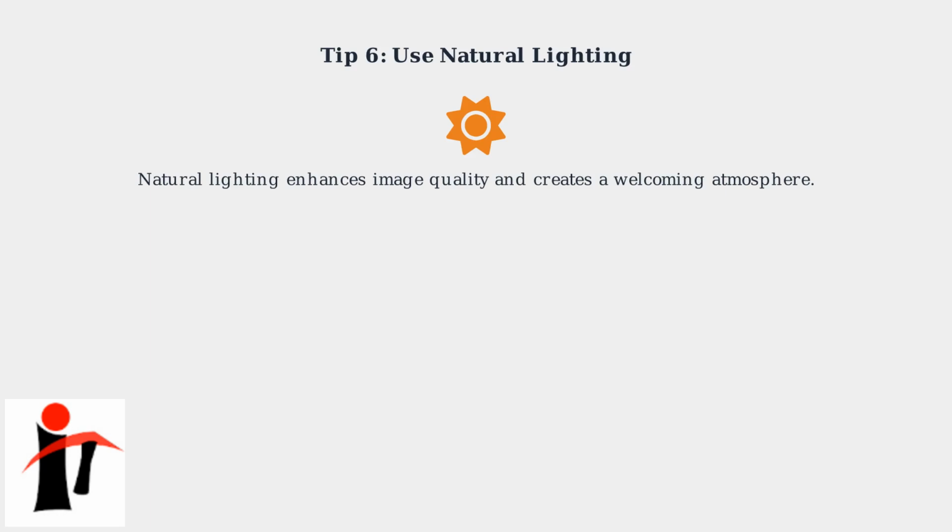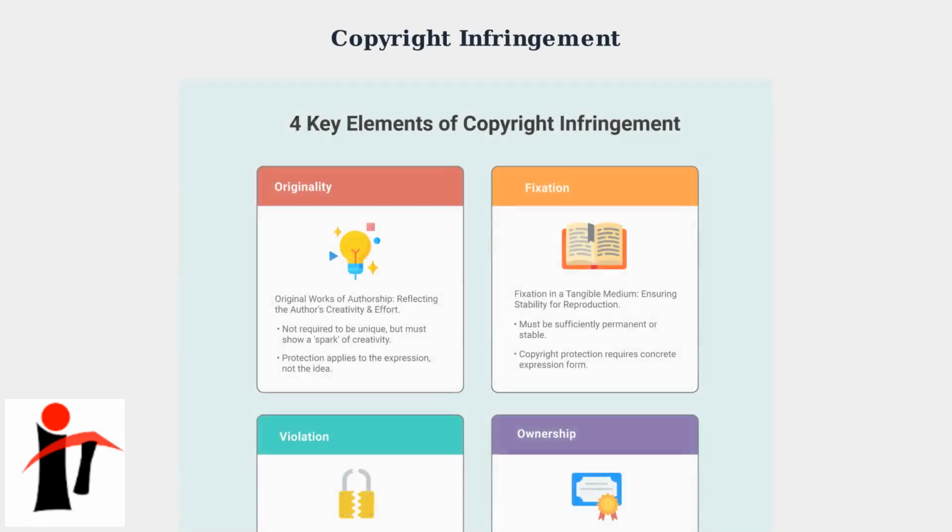The most common mistake when uploading cover photos is copyright infringement. Google's guidelines require that you only use images you own or have obtained proper permission to use. Copyright infringement has 4 key elements: originality, which means the work must be creative; fixation, meaning it's captured in a tangible form; violation, which occurs when you use it without authorization; and ownership, requiring that someone holds the rights. Using copyrighted images can lead to your photo being rejected or even account suspension.